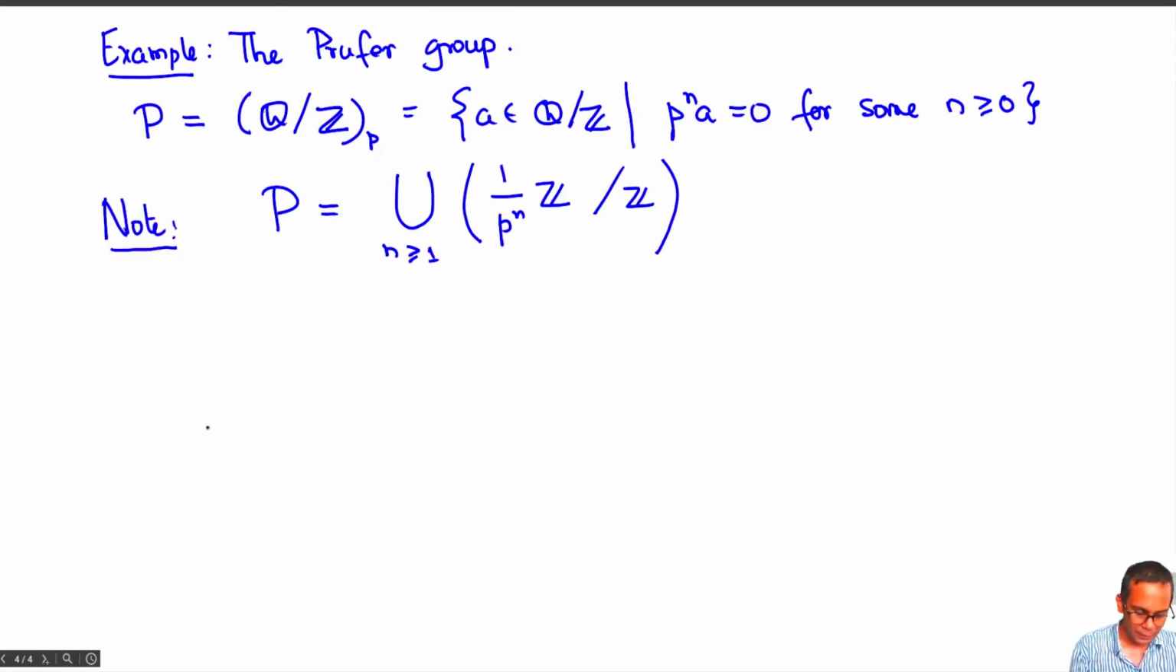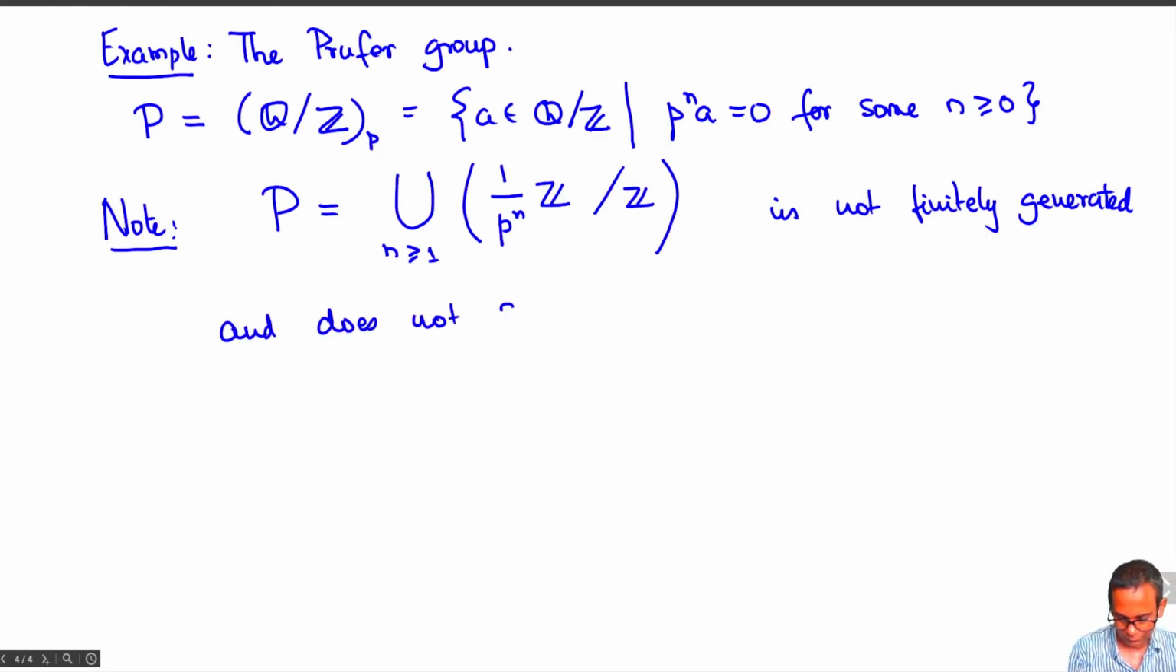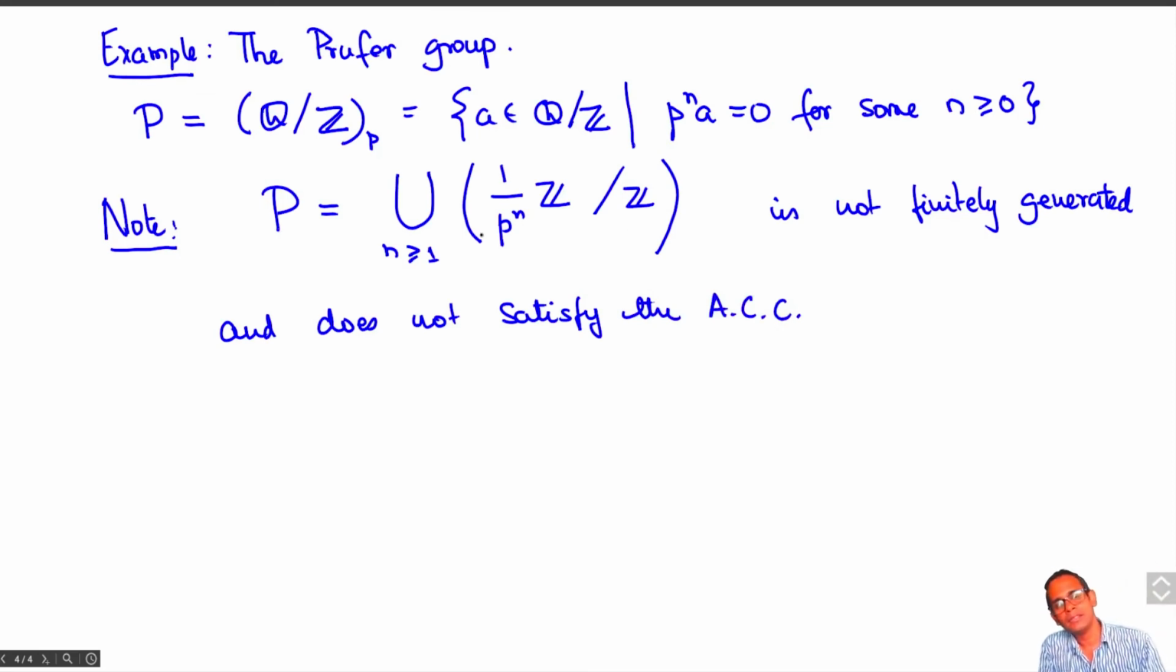And this is not finitely generated. And it doesn't satisfy the ascending chain condition. Well, that's obvious because here is an ascending chain which never stabilizes. And it's not finitely generated because if you took any finite subset of P, it would be contained in one of these subgroups, and so it could not generate all of P.